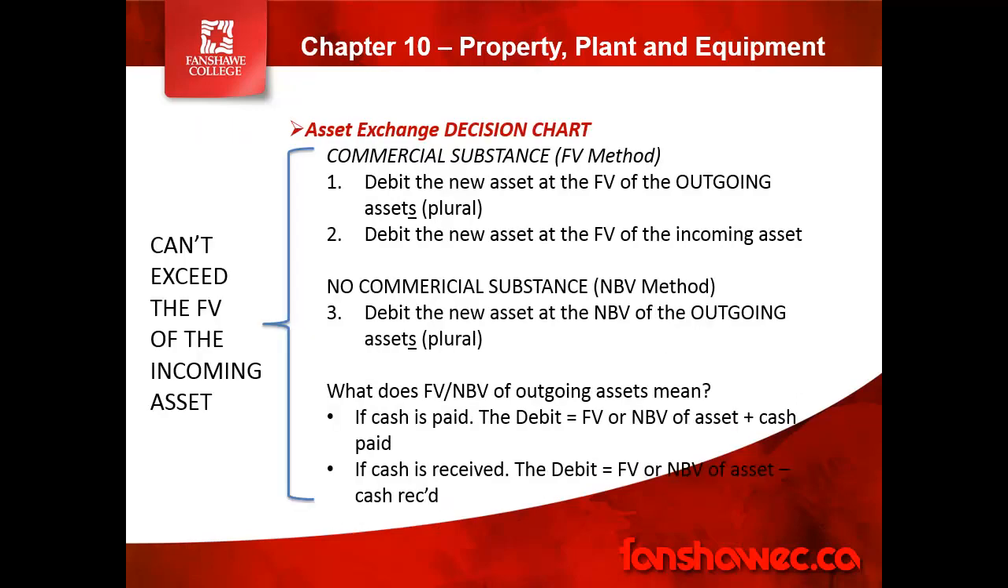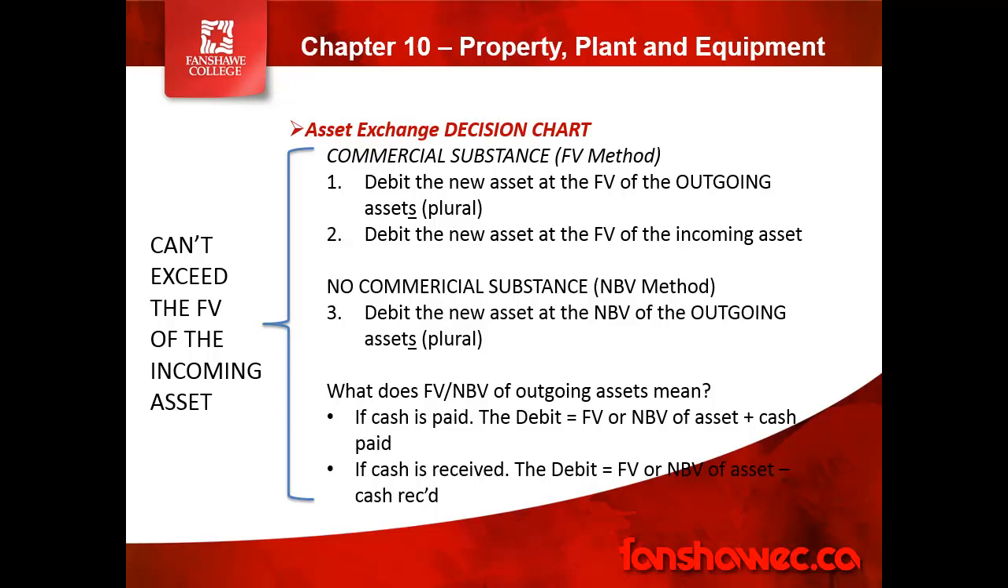So that decision chart that I've been talking about is right here. What I would recommend is writing this down and using this as a guide for when you're trying to answer some of these asset exchange questions. I've listed them there. You can see we have three options: option 1, option 2, and option 3, and those are listed in the order in which you would want to apply them. So if the transaction has commercial substance, now in many of the questions you look at in your textbook, it will say whether or not commercial substance exists. You likely won't have to decide whether or not it does.